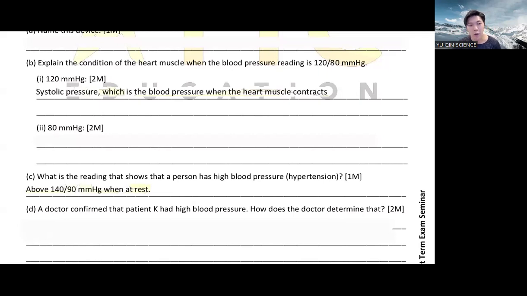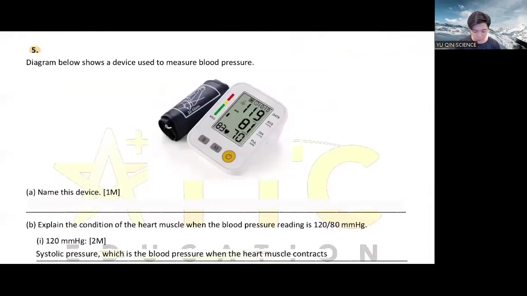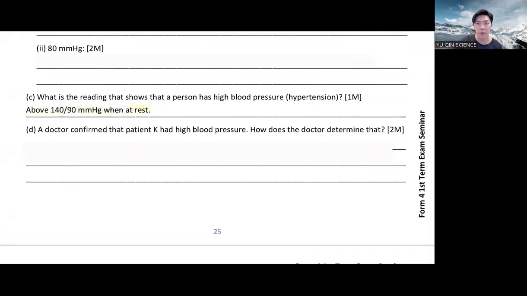And number two, how would doctor know it's high blood pressure? Then that's where you throw in your number. Then you can say, the patient has 140 for systolic and has 90 for diastolic. Then that's how I determine. So 2 points here. Number one, the blood pressure is measured. Number two, the systolic blood pressure reading is 140 and above. The diastolic pressure reading is 90 and above, which means the patient has high blood pressure.